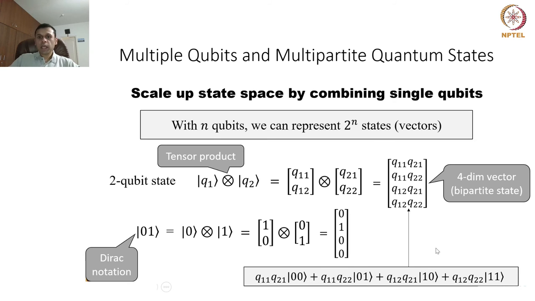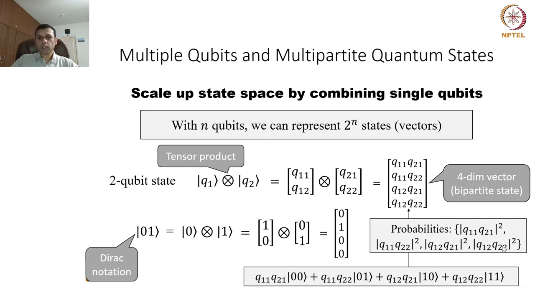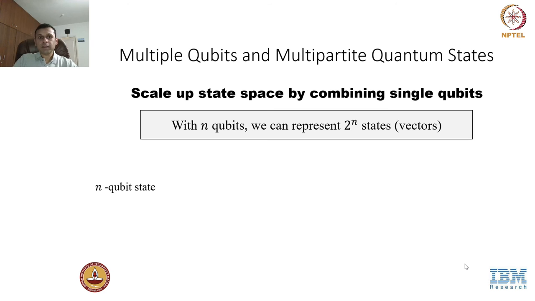this is 2 squared. And the state that we get by doing the tensor product of the 2 single qubits ends up being represented in Dirac terms in this form that you see below. It's q11 q21 applied to the state 0, 0, and so on. So you have 4 terms here as opposed to the 2 terms we had in a single qubit system. And the probability of our 2 qubit state collapsing to 0, 0 is nothing but the modulus of q11 q21 squared, and so on. So now you see we have 4 states and we also have 4 probability amplitudes. Hope that is clear.